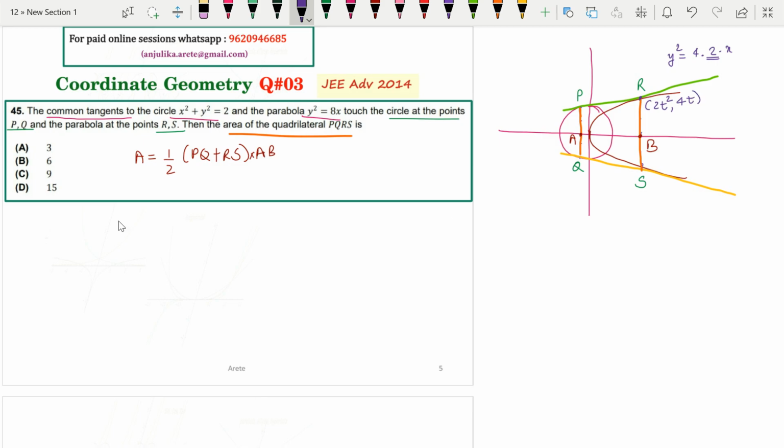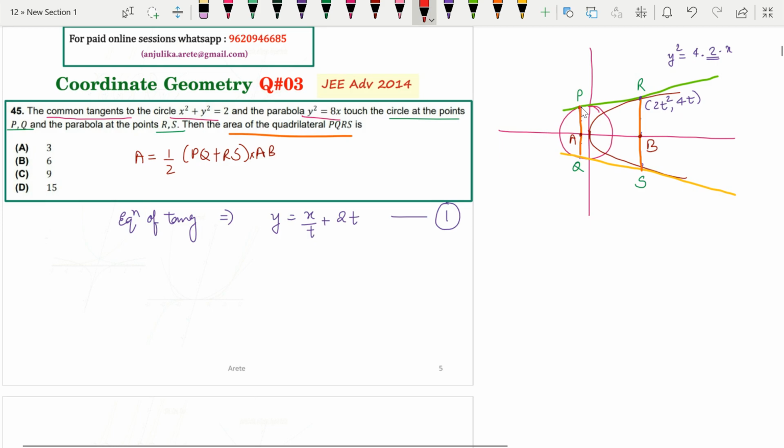Now let's write the equation of the tangent to the parabola. You know that, right? What is it? y equals x upon t plus at, and a is 2, so 2t. You have already written the equation of a tangent to the parabola. Now what is special about this tangent? It is also tangent to the circle.